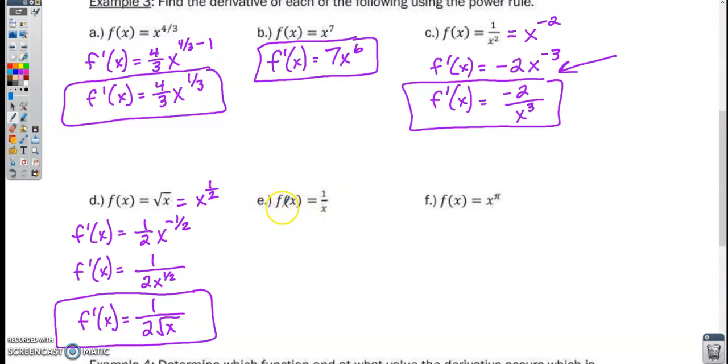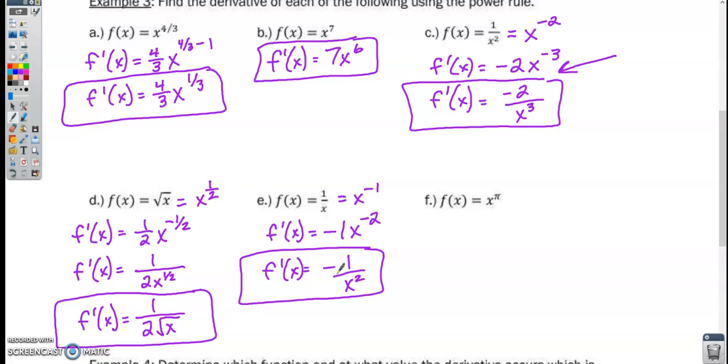All right, next, E. F of x equals 1 over x. 1 over x is x to the negative 1. So we're going to use the power rule. Bring the power in front, subtract 1 from the power. Negative 1 minus 1 is negative 2. And so this is equal to negative 1 over x squared.